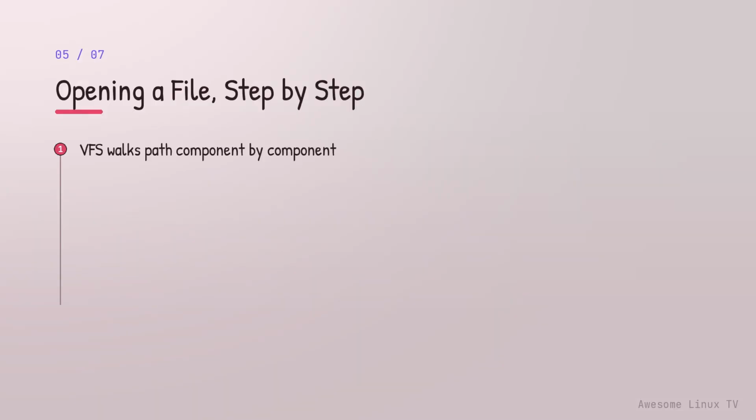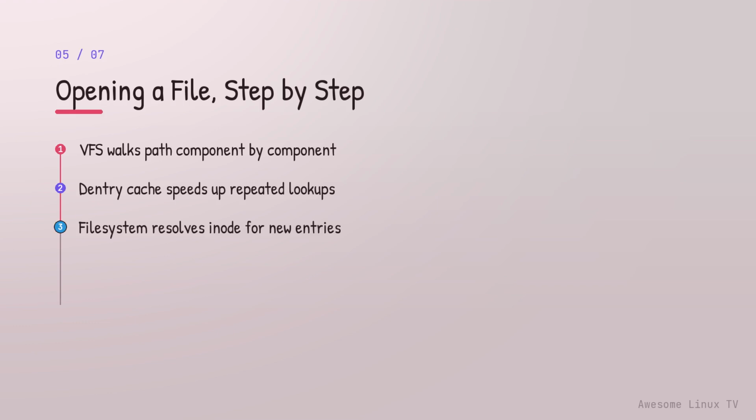Let's trace what happens when your program calls open on /tmp/data.txt. VFS starts at the root dentry and walks the path one component at a time. First tmp, then data.txt. For each piece, it checks the dentry cache to see if that lookup has been done recently. If not, it asks the owning file system to find the inode. Once VFS has the inode, it calls the file system's own open method, which might do permission checks or update access times. Then it creates a file object and hands it back to your application. All of this happens in a fraction of a millisecond.